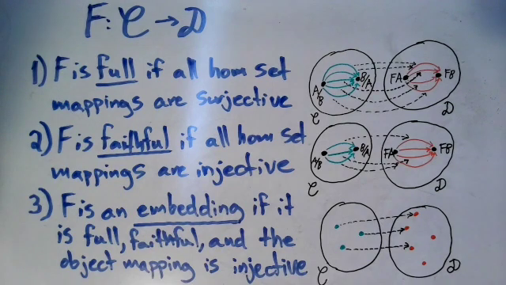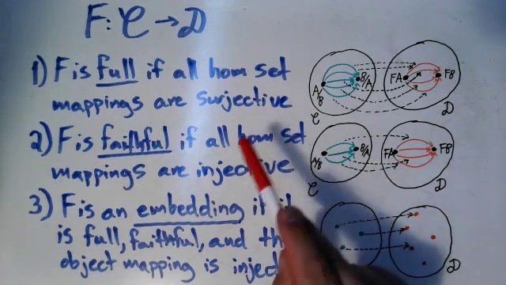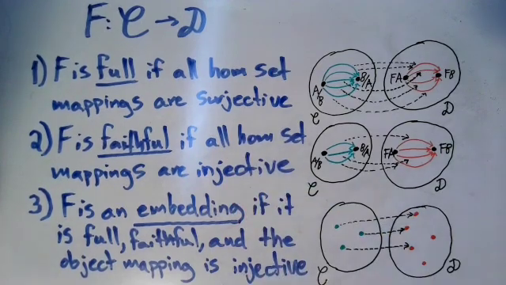Next, F is called faithful if all of the hom set mappings this time are injective. So in this case, rather than a surjective mapping, we need to have an injective mapping. And finally, F is an embedding if it is full, faithful, and the object mapping is injective. So we have that all of the hom set mappings are surjective and all of the hom set mappings are injective, meaning of course that all of the hom set mappings are bijective, and the objects of C map injectively into the objects of D by the functor F.